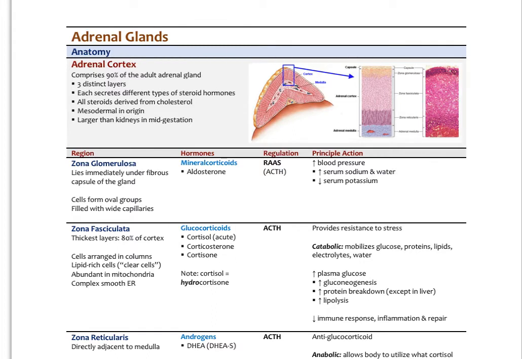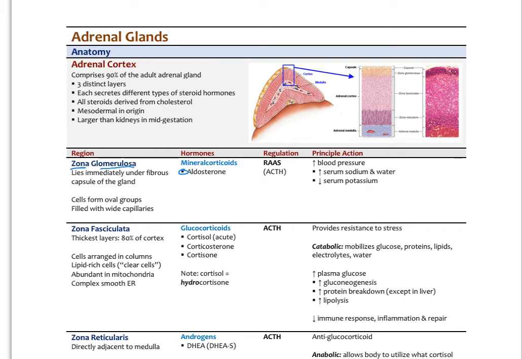The outermost region of the cortex is the zona glomerulosa, and that lies immediately underneath that fibrous capsule. The cells form different groups. They have an oval-like shape, and they're filled with very wide capillaries. And the main secretion are the mineralocorticoids, and the main one is aldosterone.